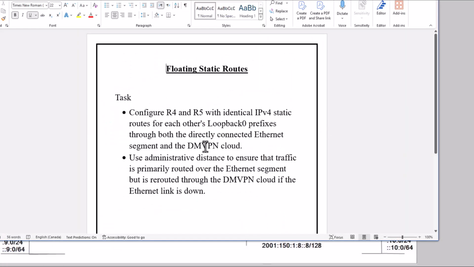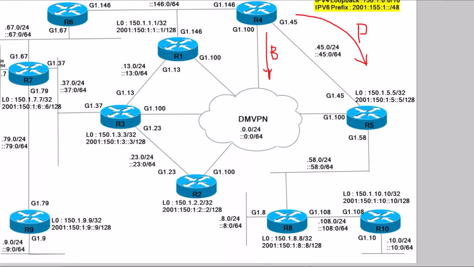The second requirement is to use administrative distance to ensure that the traffic is primarily routed over the Ethernet segment but is routed through the DMVPN cloud if the Ethernet link is down. So by changing the administrative distance of static routes, we actually create the floating static route. So in case this link is down, it can use the backup link.